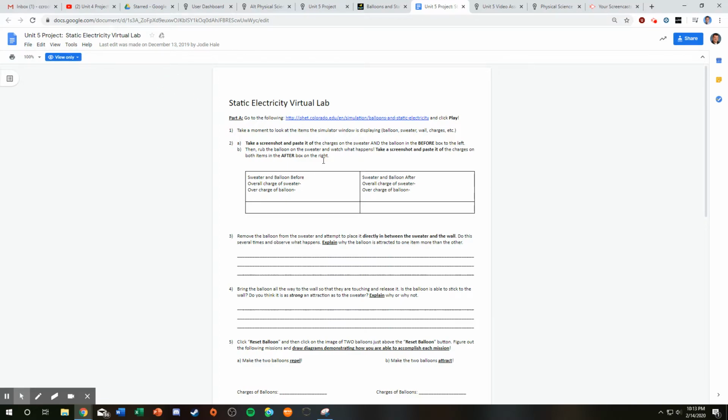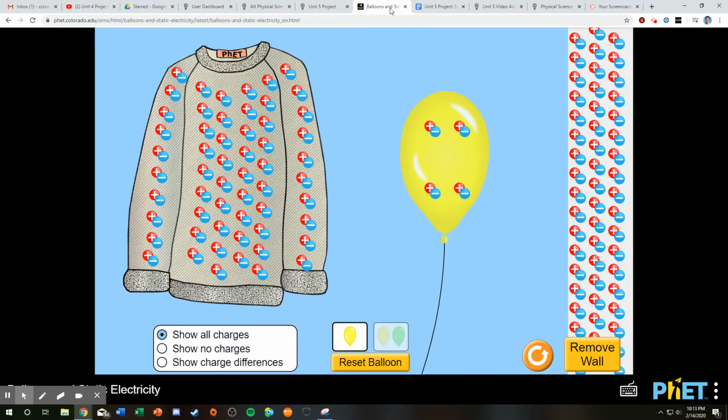It says to place it in the before box, and here's the before box. So I would maybe paste it down here, and then I can describe the overall charge of the sweater and the overall charge of the balloon. If you look right here, what is the overall charge of the balloon? Hopefully you came to the conclusion that it's 0, because you have positive and negative charges matched up with each other, so the net charge would be 0. The same thing goes right here.